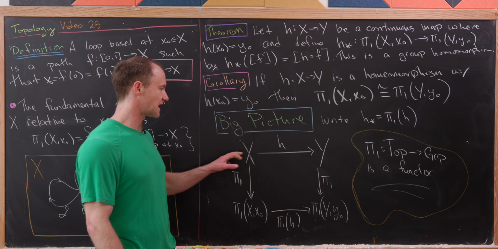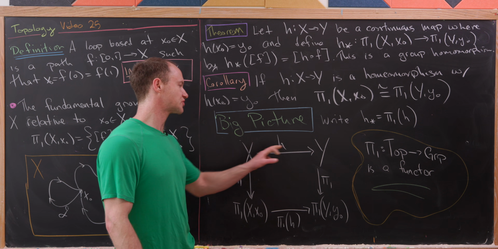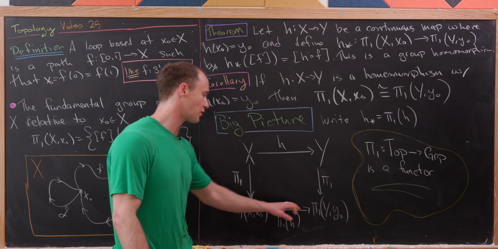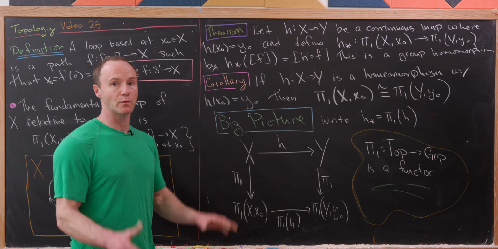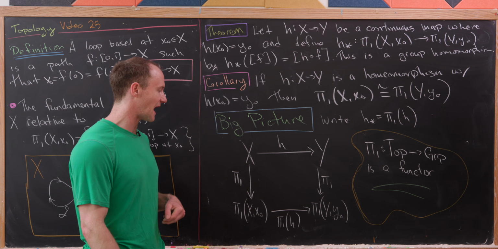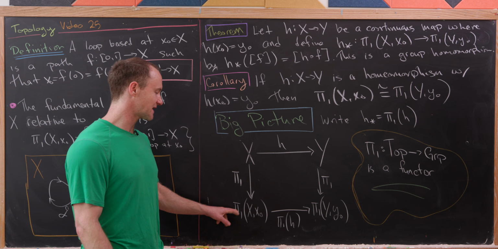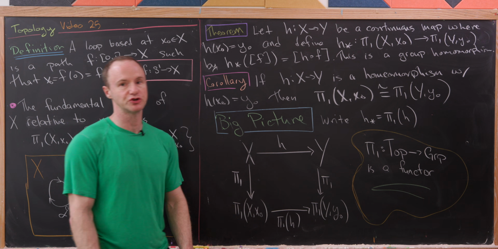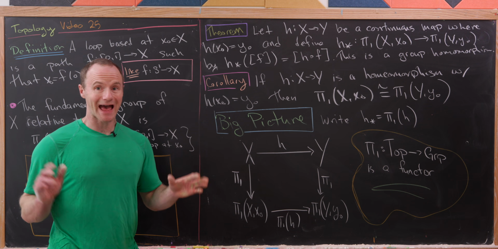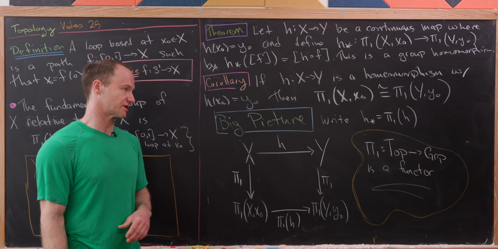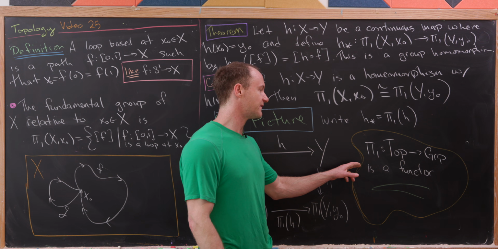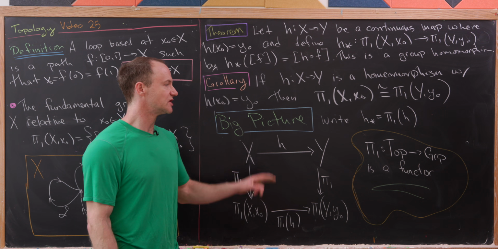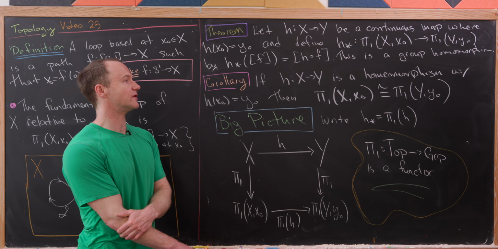Okay, so up here on the top, we've got a continuous function from X to Y. And then down here on the bottom, we've got a group homomorphism between two groups. And what's linking all of this together is this pi 1 map that assigns X to a group, it assigns Y to a group, and it assigns a continuous function to a group homomorphism. So what's happening here is we're seeing something called a functor. And the functor goes from the category of topological spaces to the category of groups.